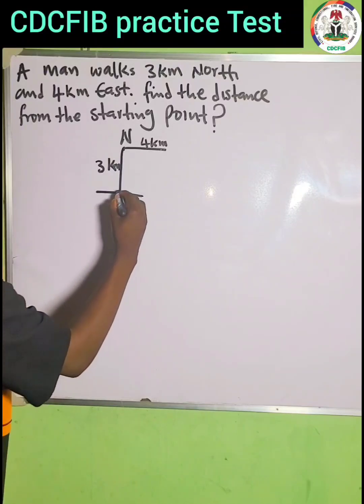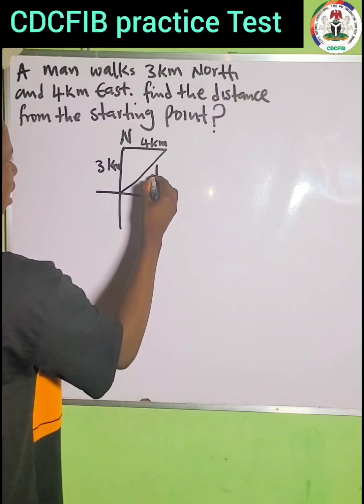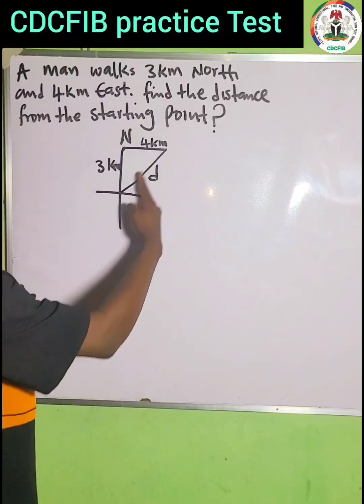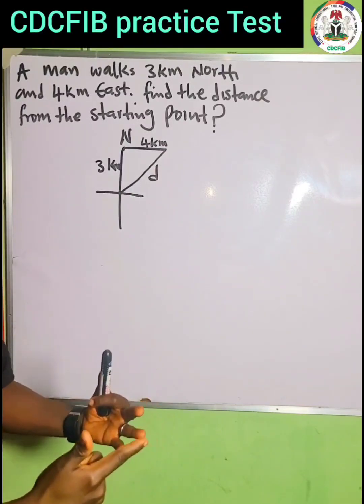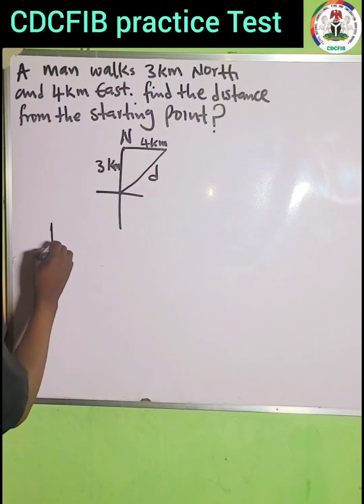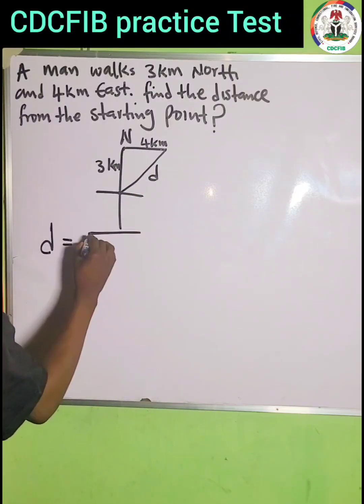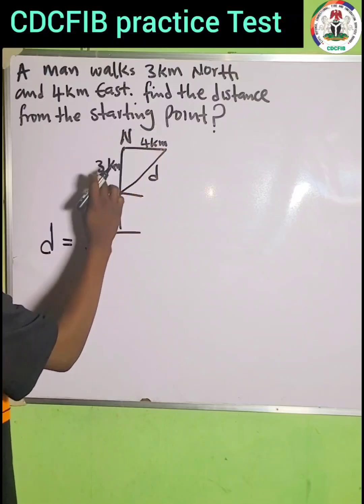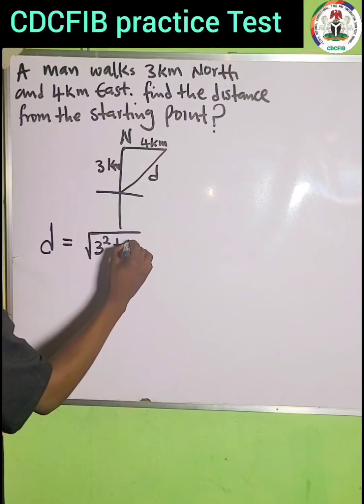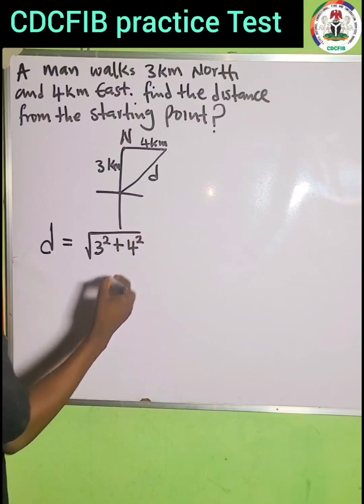So this is the starting point. Then we are going to find this distance. So all you're going to recall here is our Pythagoras theorem. You know, this long side is called hypotenuse, which is equal to square root of sum of square of the two sides. So the distance will be equal to square root of sum of square of the two sides. So the first side is going to be 3 square, then plus the second side, which is going to be 4 kilometers, is going to be 4 square.